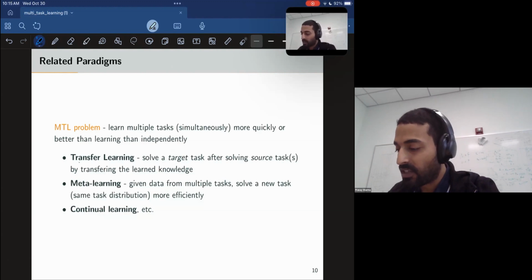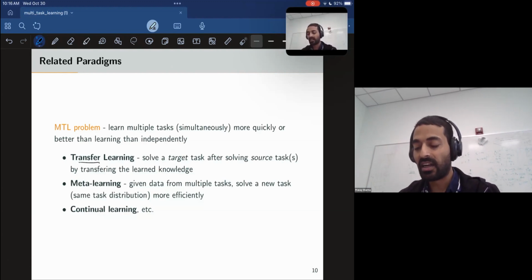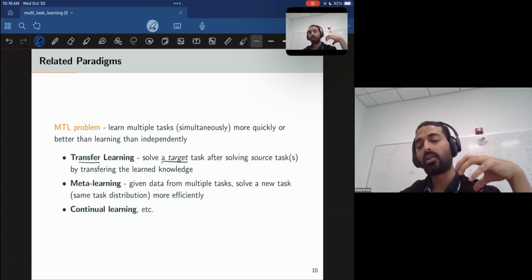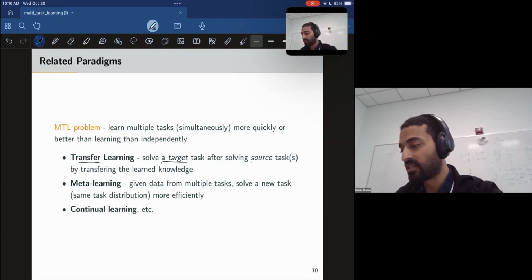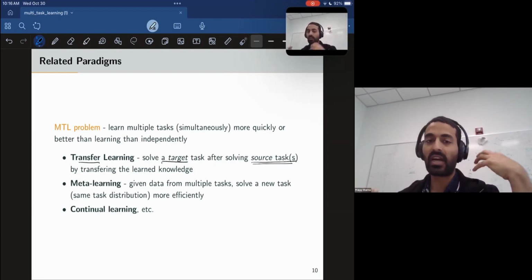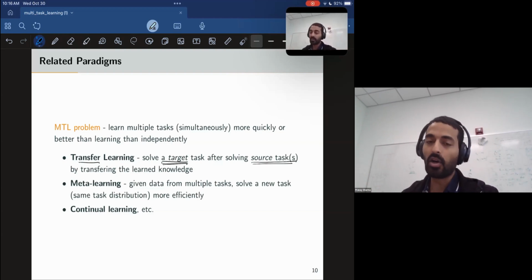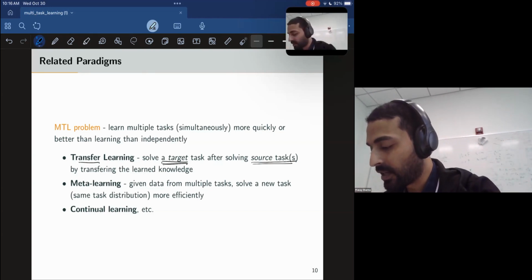So there's something called transfer learning. The difference between multitask learning and transfer learning is that in transfer learning, we have one target task and we use all the knowledge we have gained from all the tasks we learned previously. So these are the source tasks. And we use that knowledge to learn one specific target task. On the other hand, as we discussed, in multitask learning, we learn all the tasks simultaneously, right?